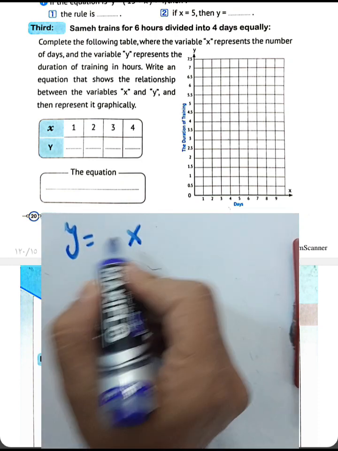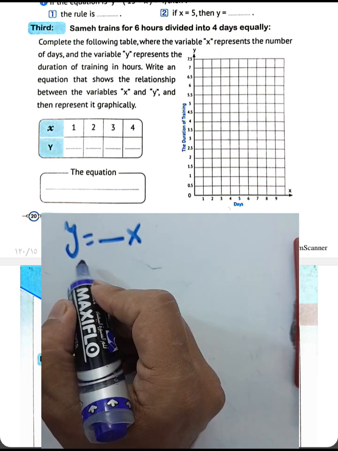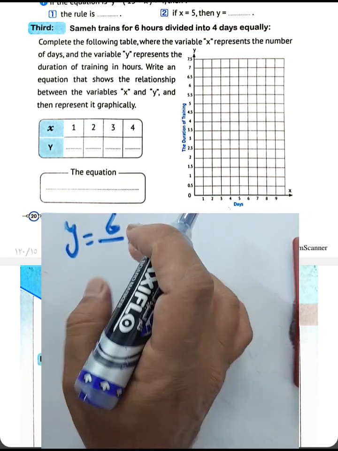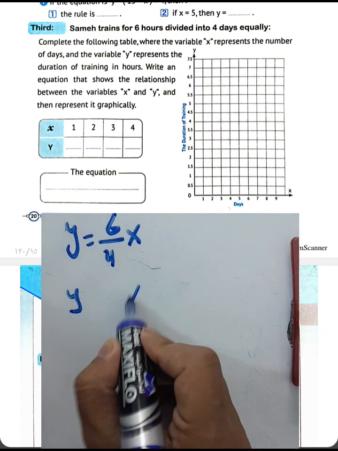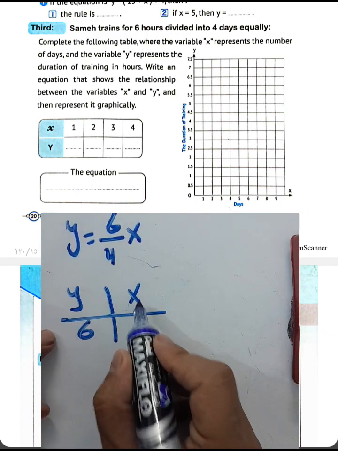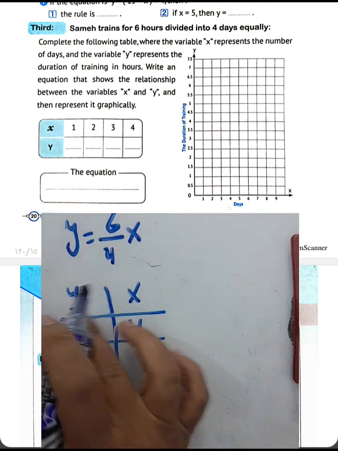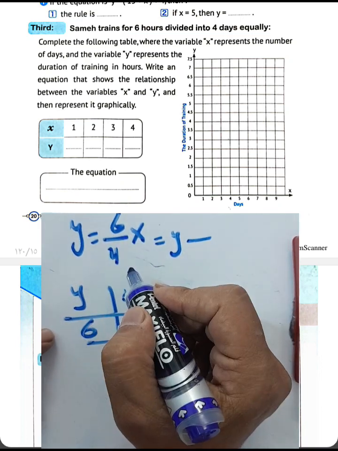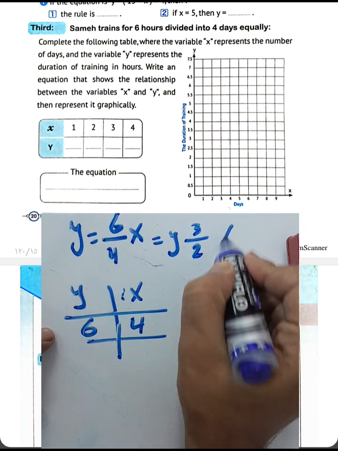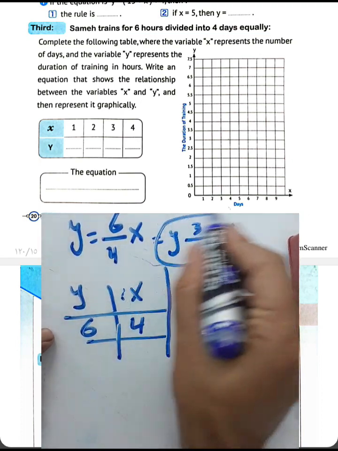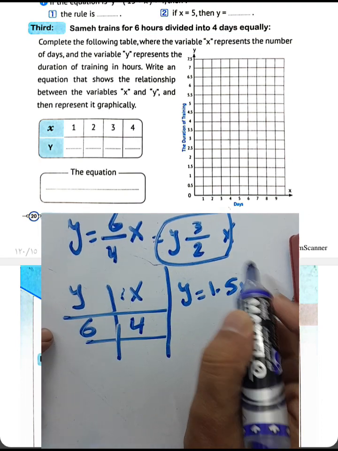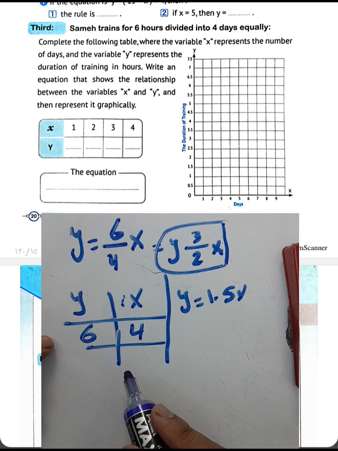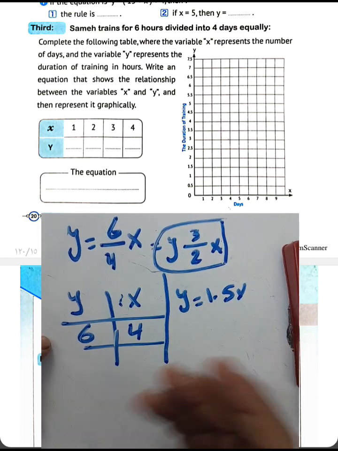So we want to find the relation between y and x. Y equals 6 hours. If we have x, we have 4. If y equals 6, then x will be 4. Then the relation between y and x is 6 divided by 4, which is 3 over 2, so 3 over 2x. Then the relation between y and x, y equals 1.5x. Understood?